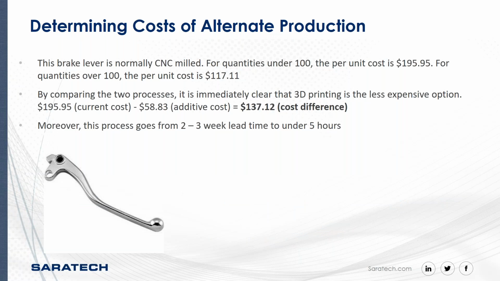If you go to the cost of alternative production, this brake lever is normally CNC milled, as I discussed earlier, and costs about $195.95. So when you compare the two, $195.95 for it to be CNC milled versus $58.83 for it to be printed in carbon fiber and Onyx, the cost difference is pretty significant. That's $137.12.